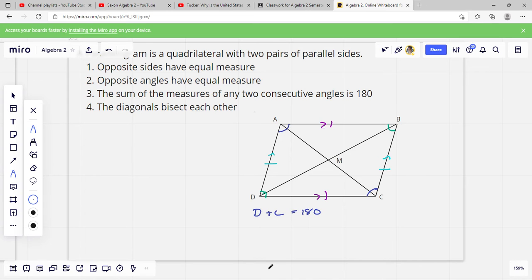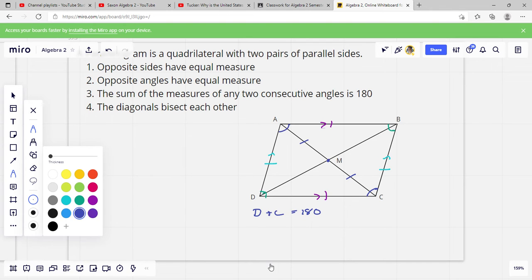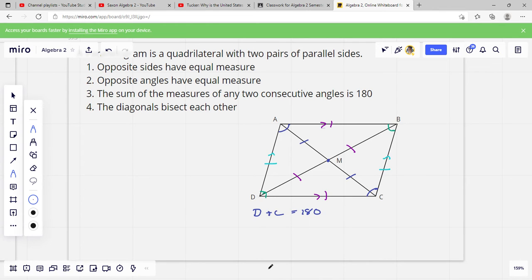The diagonals bisect each other. That means they cut each other in half. So that means that this is equal to that, and this one is equal to this one, right? Because they cut each other directly in half.